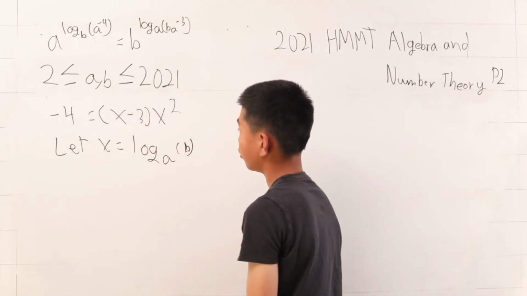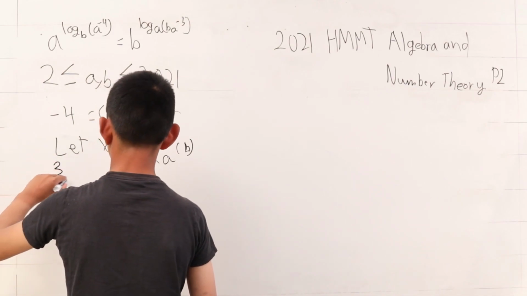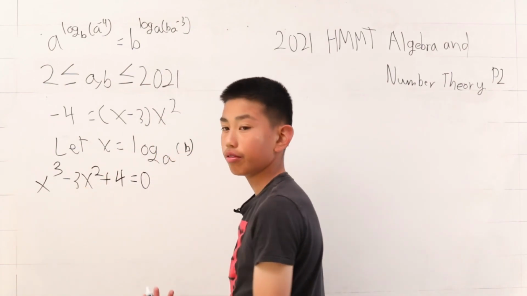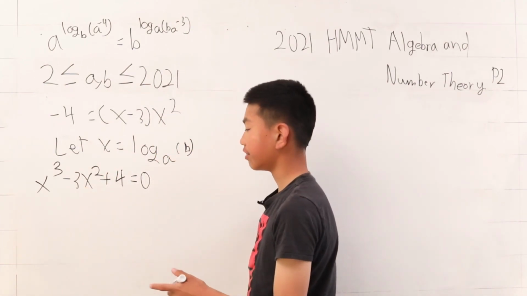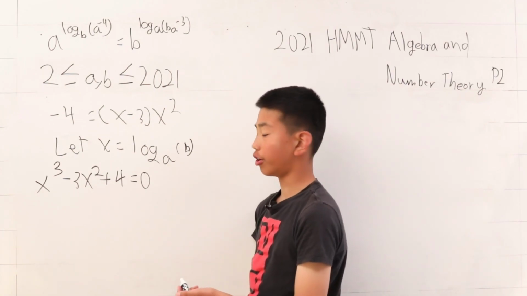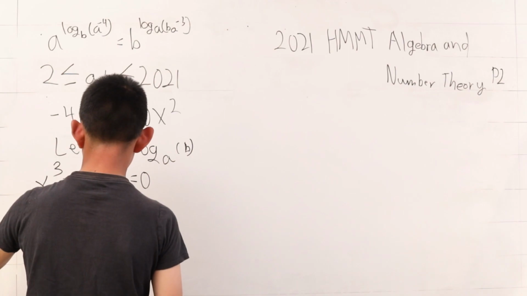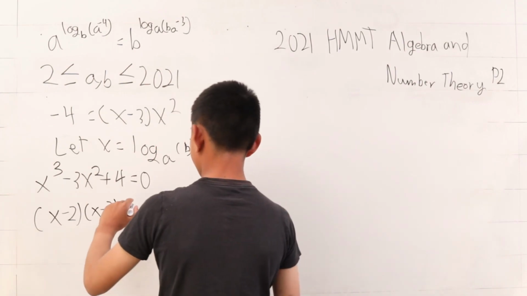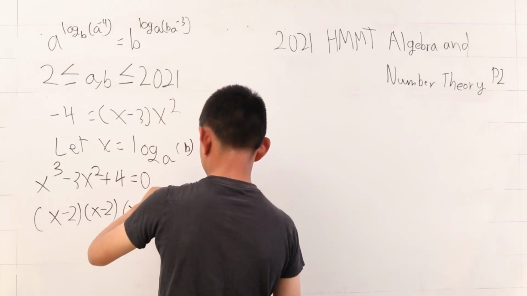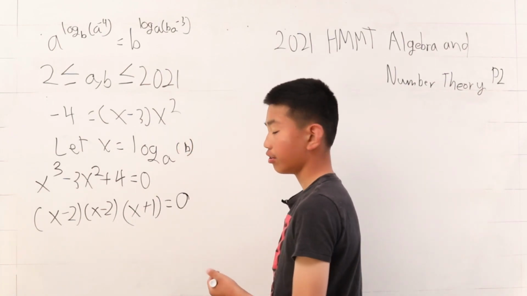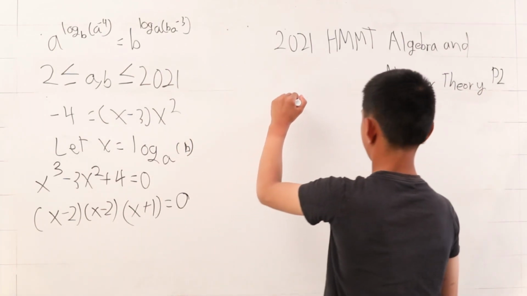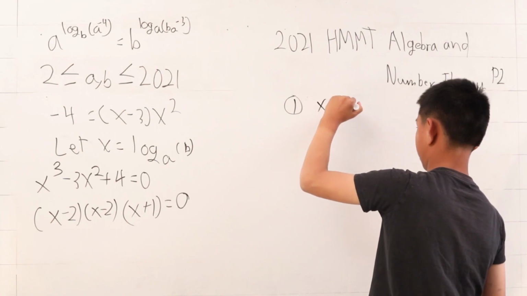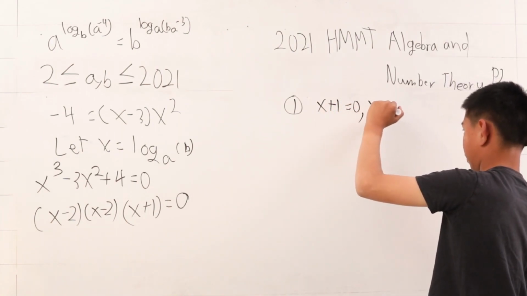When you multiply this out, you get x cubed minus 3x squared plus 4 is 0. You move that to the side. Once you've factored this by some method or another, you get x minus 2 times x minus 2, which is x minus 2 squared, but you get the idea, times x plus 1 is 0. So now we have two cases here. Our first case being x plus 1 is 0, so x is negative 1.